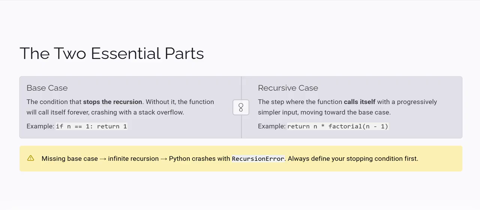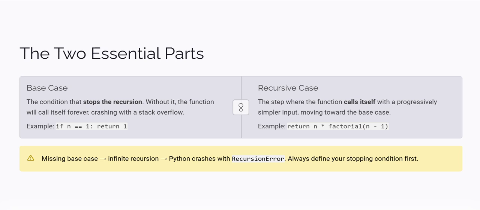The recursive case is the step where the function calls itself with a progressively simpler input, moving towards the base case. It is the specific line of code where the function is calling itself, and it gets simpler and simpler with each call, moving towards the base case.